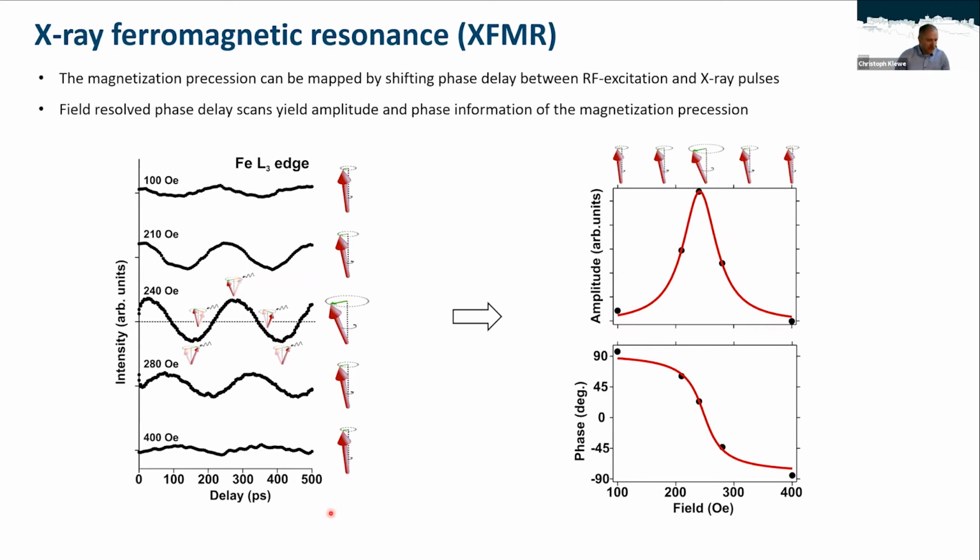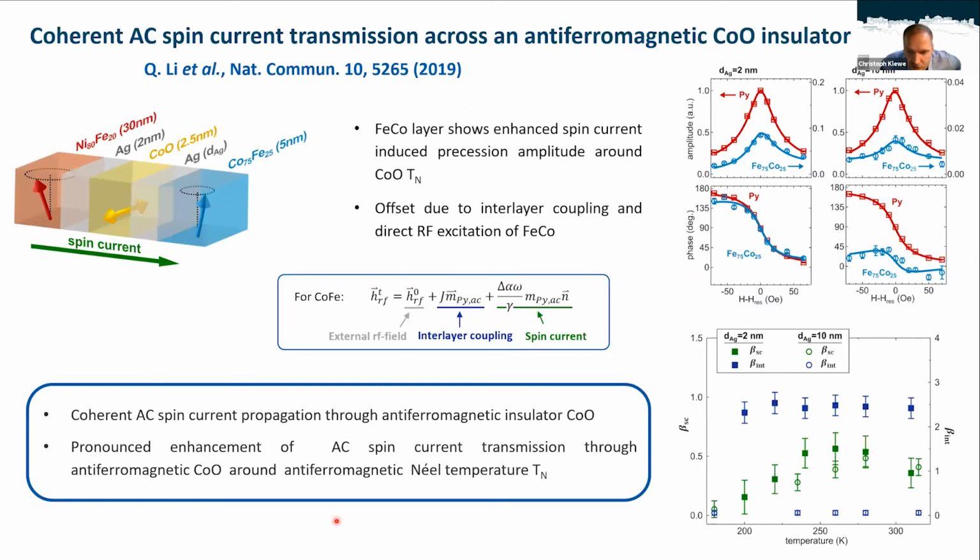Now, I think I still have a little bit of time. So now to give you some brief examples of what that can look like in experiment, and how we can then use XFMR, let's take a look at this study, which we have done together with Professor Shu's group from UC Berkeley. In this experiment, we investigated the spin current propagation through an antiferromagnetic insulator, in this case cobalt oxide, from a spin source to a spin sink layer.